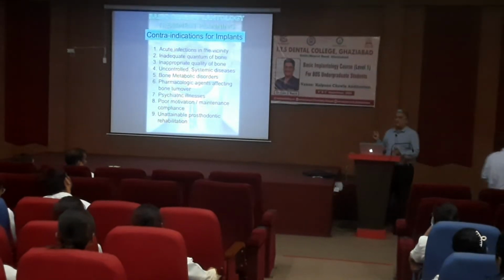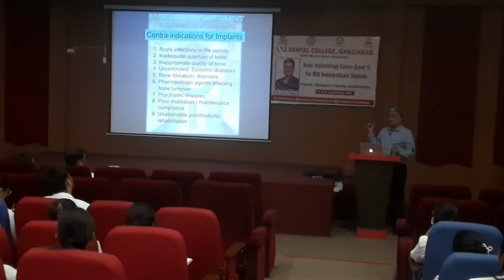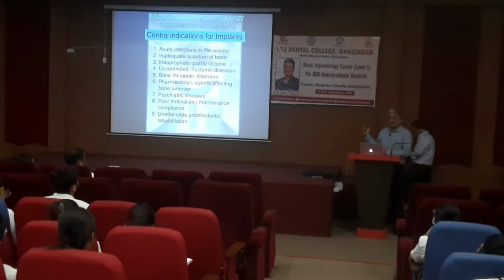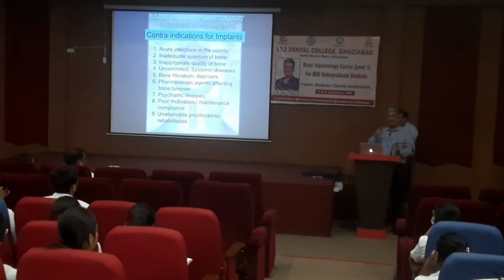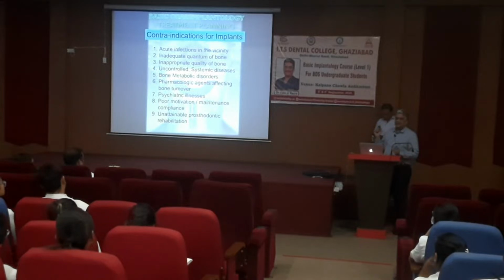Second comes inadequate quantity of bone. If the quantity of bone is insufficient, you cannot place an implant under the same condition, but you can augment the bone. Inappropriate quality of bone, how to manipulate during your osteotomy procedure, again we will discuss. With the existing soft bone, you can alter your osteotomy series and then place the implant. Then uncontrolled systemic diseases, of course, are a contraindication until the disease is under control. Then bone metabolic disorders.